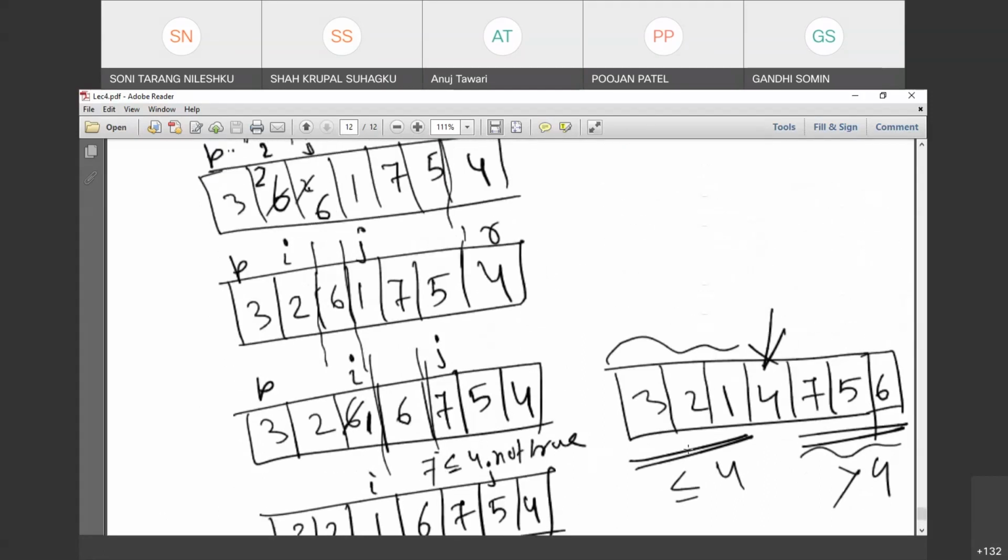Okay. So this is about how to partition around a pivot element, and we'll see how to make a good choice of this pivot element. So that's it for today. Are there any questions, comments?